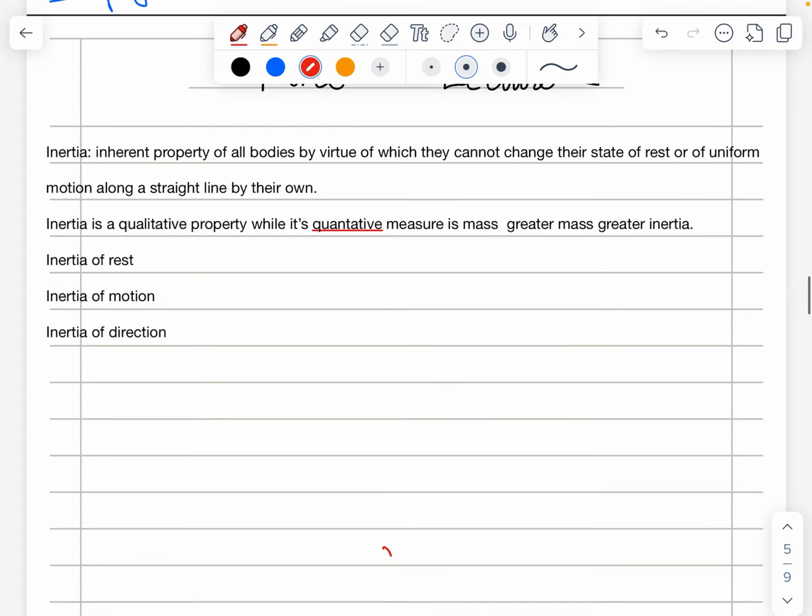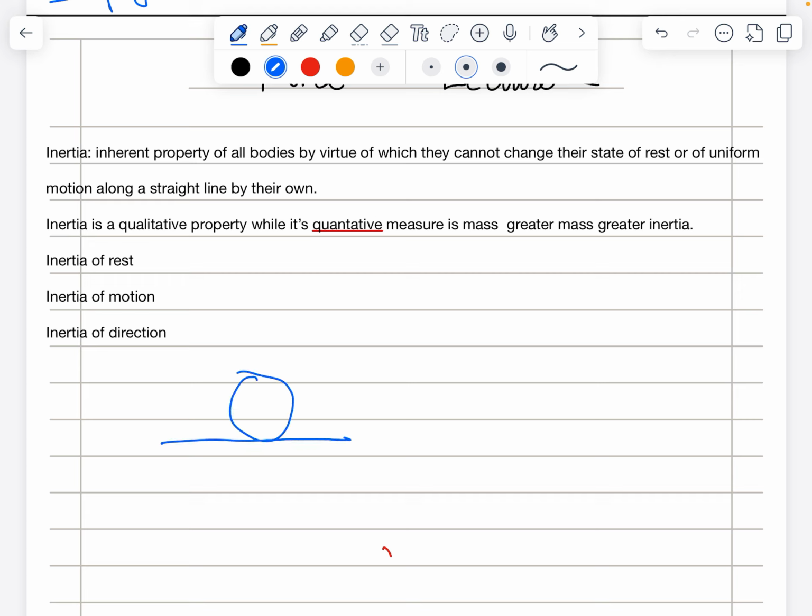So see here, what is inertia? It is that inherent property of every body by virtue of which it opposes any change in its state of rest or of uniform motion along a straight line by its own. Means no body can change its state of rest. Suppose a body is at rest, or suppose a body is moving with a certain velocity. No body can change its state by its own.